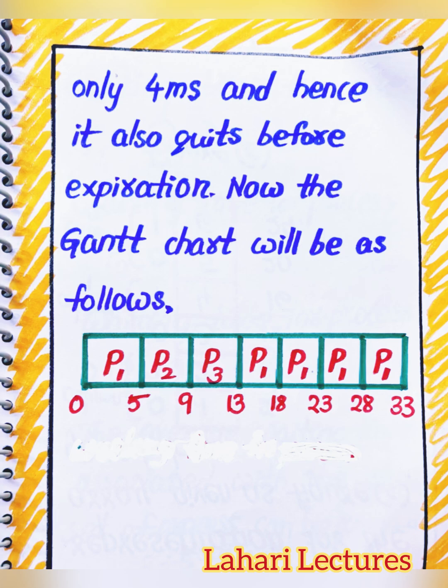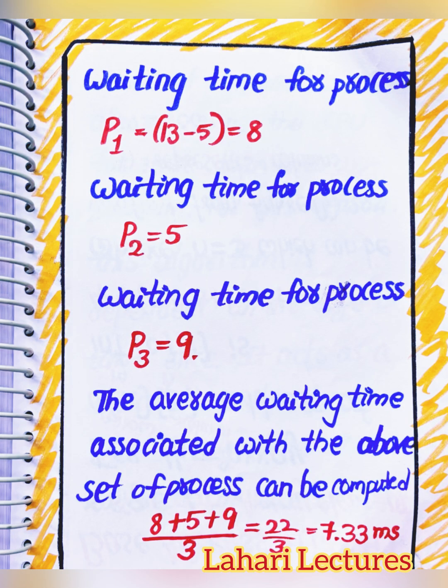Now the Gantt chart will be as follows: P1, P2, P3, P1, P1, P1, P1, with times 0, 5, 9, 13, 18, 23, 28, 33. Waiting time for process P1 equals 13 minus 5 equals 8. Waiting time for process P2 equals 5. Waiting time for process P3 equals 9. The average waiting time associated with the above set of processes can be computed: 8 plus 5 plus 9 divided by 3 equals 22 by 3 equals 7.33 ms.